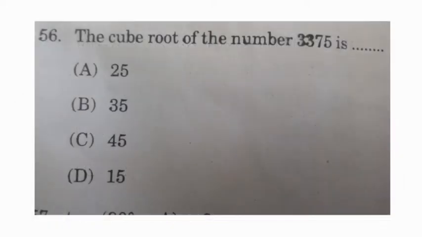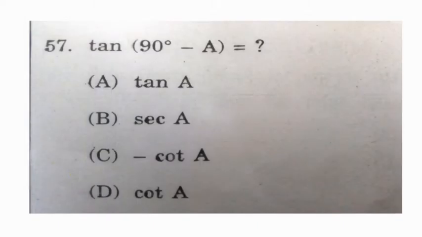Next is, find the square root of 729. So at least till 30 you must remember. So the answer will be 27. Next is, the cube root of the number 3375 is? For this there is a link in the description of the video, and the answer will be 15. Next is, tangent of (90 minus A) equals to, and the answer will be cot A.